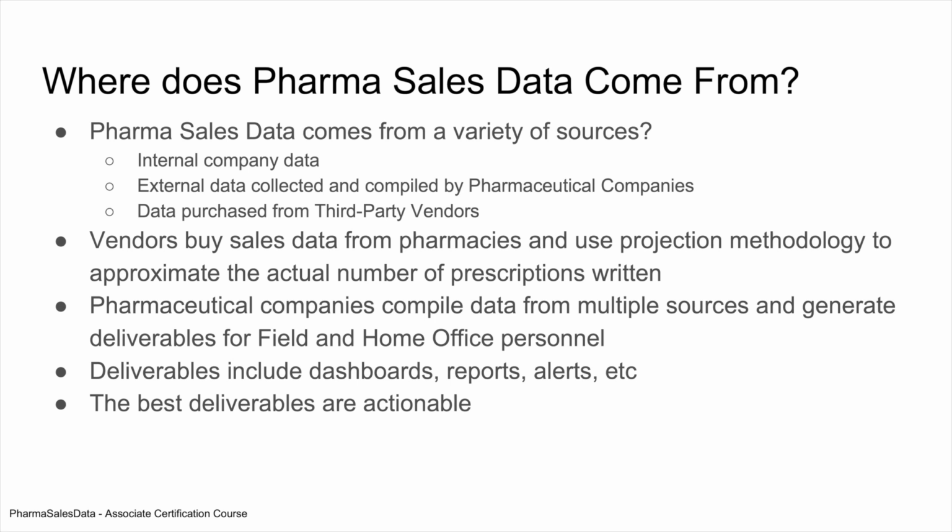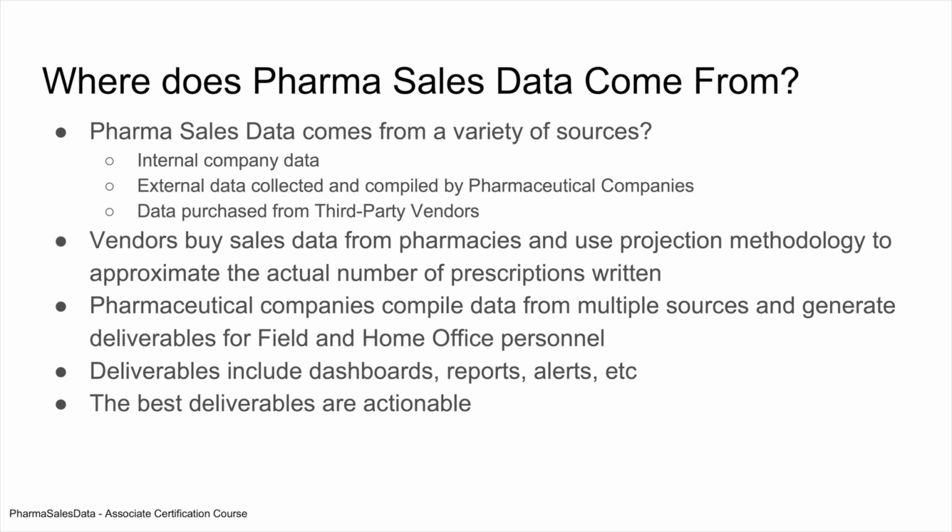Where does pharma sales data come from? So it comes from a variety of sources. You'll have your internal company data. Then you'll have external data that's collected by your company, and it's put together and compiled. And lastly, you'll have data that your company, your pharma company, will purchase from third-party vendors who specialize in pharmaceutical sales data or specific segments of pharmaceutical sales data, and you'll pull all that together.